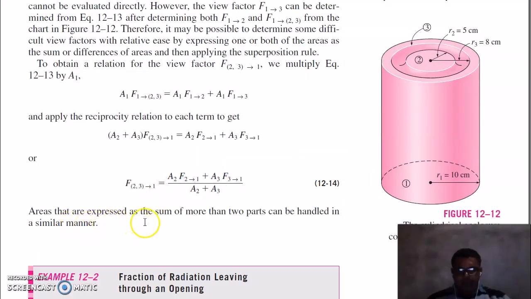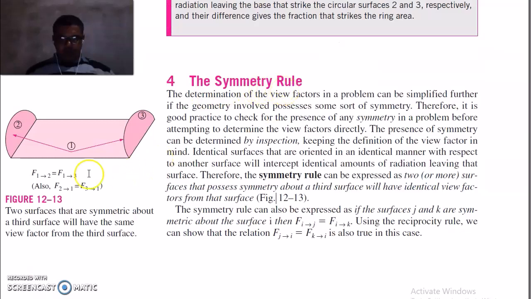So areas that are expressed as a sum of more than two parts can be handled in a similar manner. The symmetry rule: here you can see a plate, and these two plates are symmetric about this plate. So it means if you know the 1 to 2 view factor, the same can be used for 1 to 3 also. Therefore, the symmetry rule can be expressed as: two surfaces that possess symmetry about a third surface will have identical view factors from that surface, meaning F_i to j is equal to F_i to k.